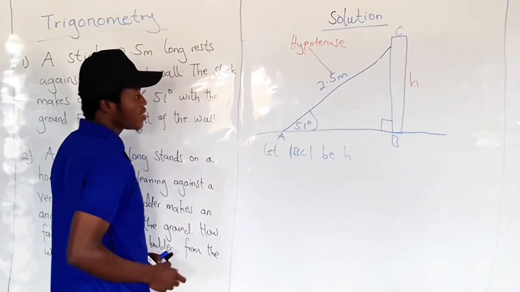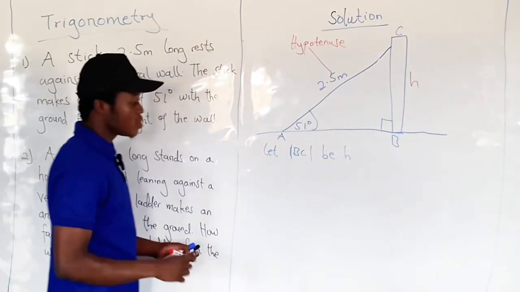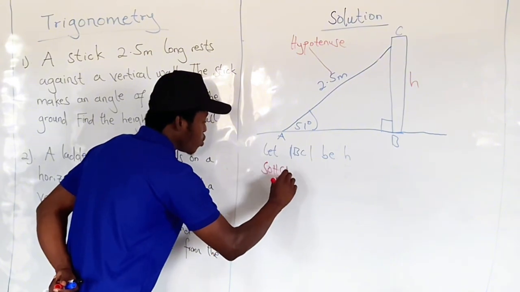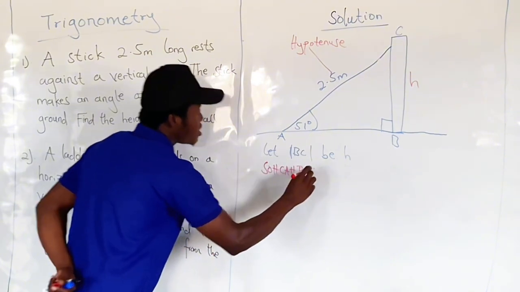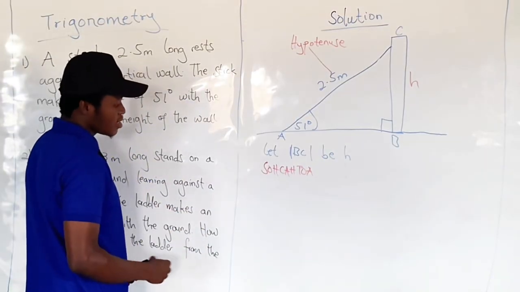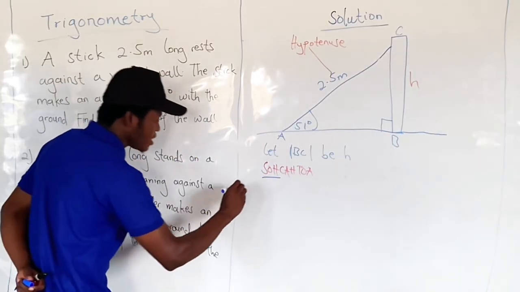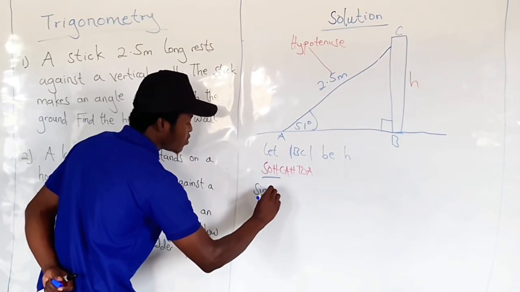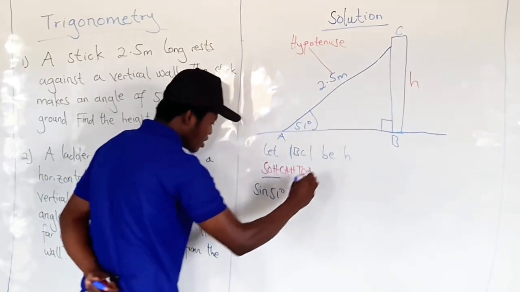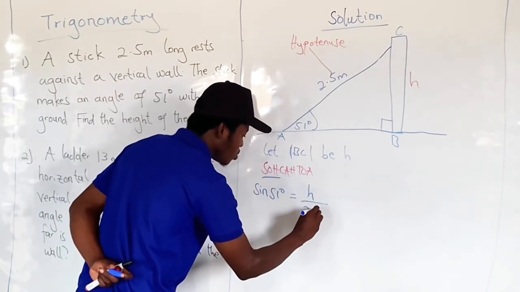Now, we have the angle 51. h is opposite to the angle, and 2.5 is the hypotenuse. From SOHCAHTOA, which of the trigonometric ratios relates the opposite to the hypotenuse? You realize the sine. Sine relates the opposite to the hypotenuse. So from here, sine of the angle 51 is equal to the opposite, which is now h, over the hypotenuse, which is now 2.5.